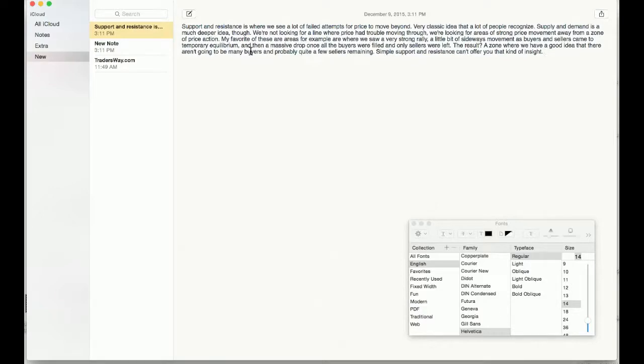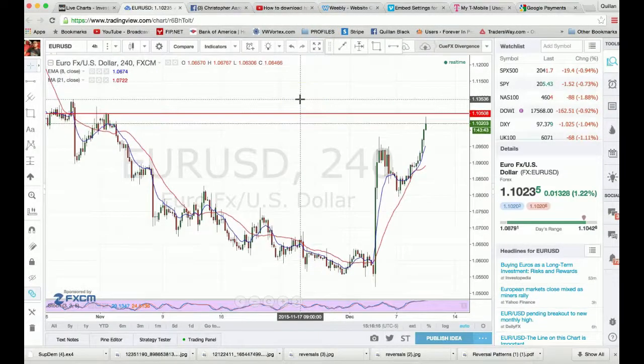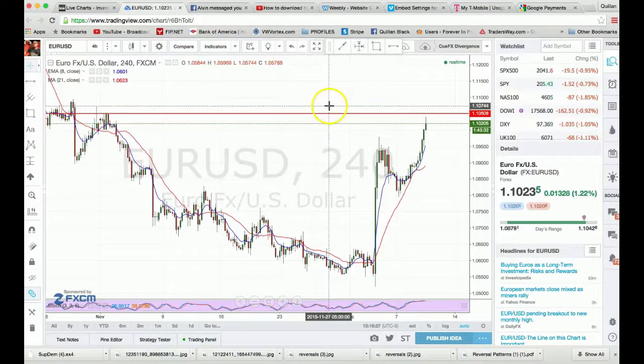Supply and demand is a much deeper idea though. We're not looking for a line where price had trouble moving through. We're looking for an area of strong price movement away from a zone of price action. My favorite of these areas, for example, are where we saw a very strong rally, a little bit of sideways movement as buyers and sellers came to a temporary equilibrium, and then a massive drop once all the buyers were filled and the sellers were left. The result, a zone where we have a good idea there aren't going to be much buyers, probably quite a few sellers remaining. Simple support and resistance cannot offer you this kind of insight, okay? And it's very, very helpful when it comes to breaking down your chart and seeing what the market is trying to do.